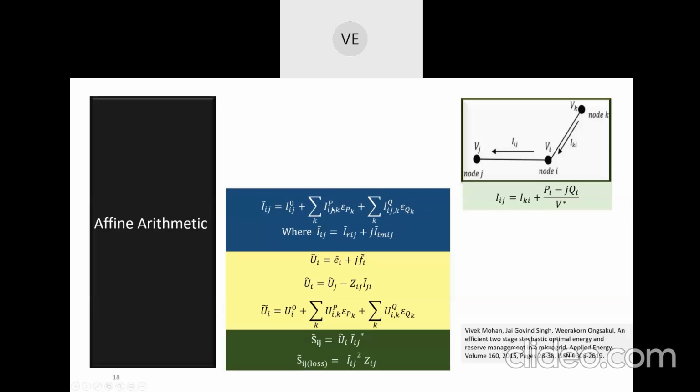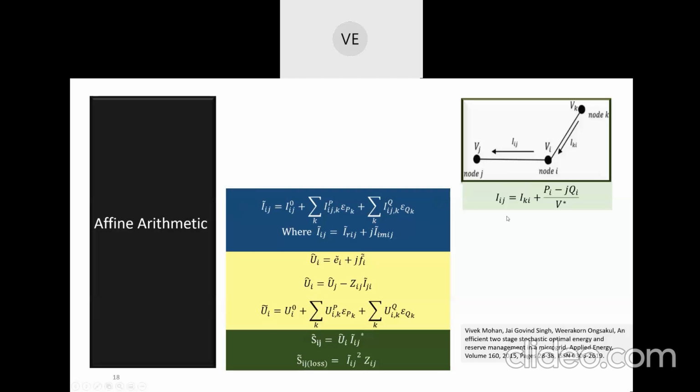Okay, so finally we'll get the Iij affine. So Iij affine is basically the real part of current plus j into the imaginary part. By using this current, you are finding the receiving end voltages, because if you know this, V minus Iij into Z will give you the Vj, right? So based on this, all the variables are becoming affine now.